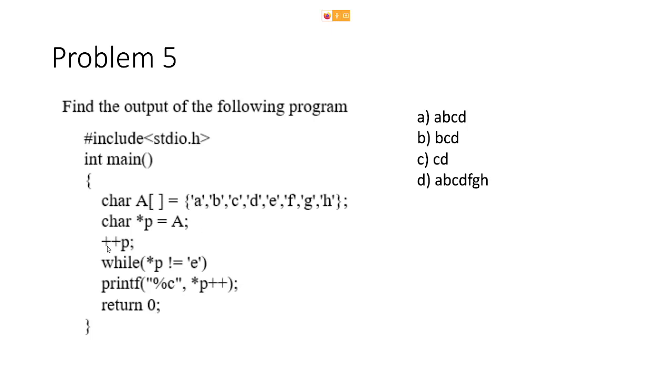Now when you say plus plus P, you are incrementing the pointer pointing to the starting address of the array. So when you say plus plus P, P will be incremented by the size of the elements. Here the size of an element is 1 byte. The elements are characters, so the pointer P will be incremented by the size of a character and it will point to the next element, that is the next character. So now after the third statement, plus plus P, P points to B.